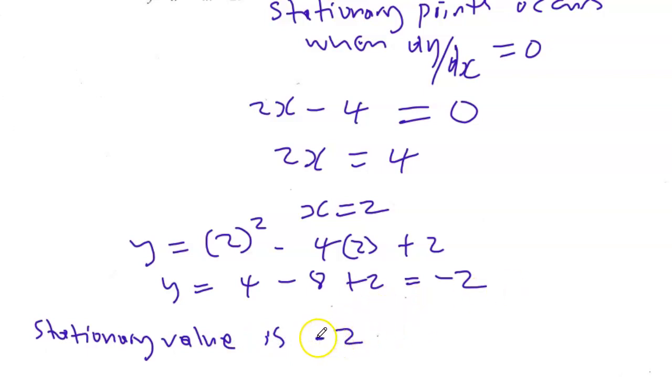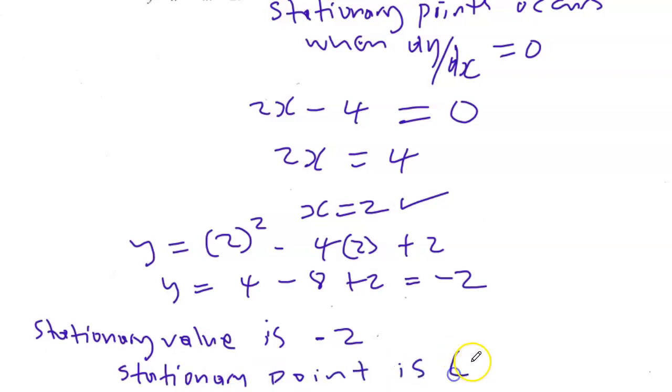Alright? And of course it happens when x is equal to 2. So the stationary point, it did not ask us for the stationary point, but we can just still state it. Doesn't hurt to state. So the stationary point, the actual coordinates for the point, is x value 2 and y value negative 2. Let's move on.